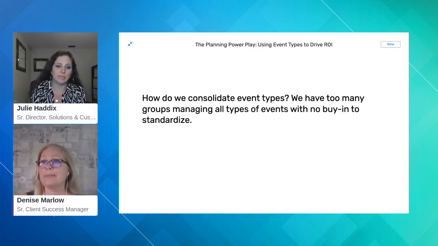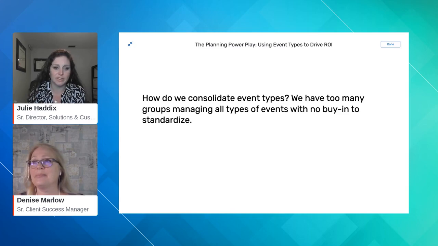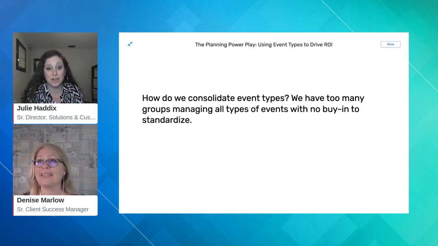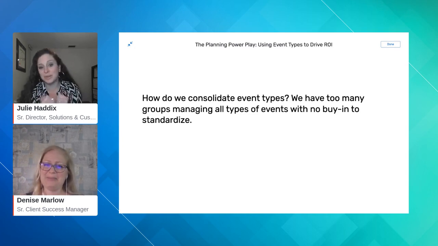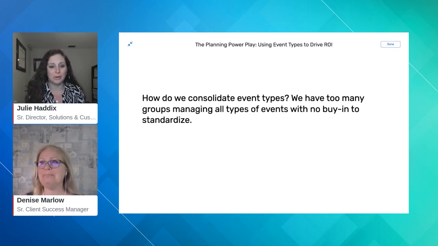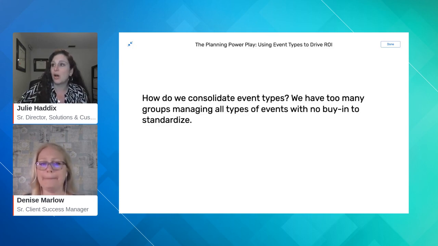Oh, I love that. And focusing on the objectives as opposed to the type. I know it happens so many times that somebody gets wedded to a name that they just want to keep holding on to. But if you focus on the objectives, then that's a really good way to help standardize the conversation at least.